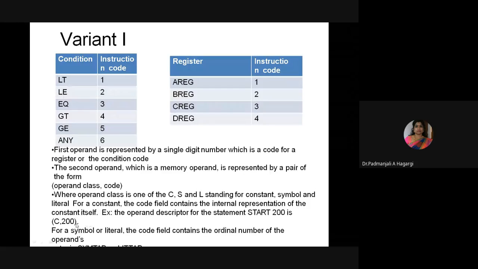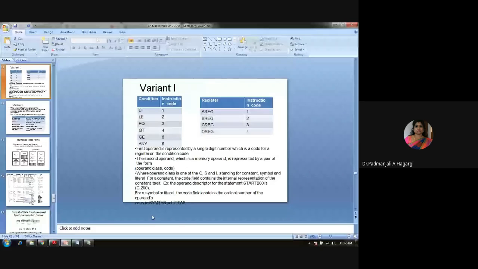(C, 200), because the operand of START is always treated as a constant. So it has the pair of class and code, where C is the constant and the code is 200. For a symbol or a literal, the code field contains the ordinal number of the operand's entry in the symbol table or literal table.